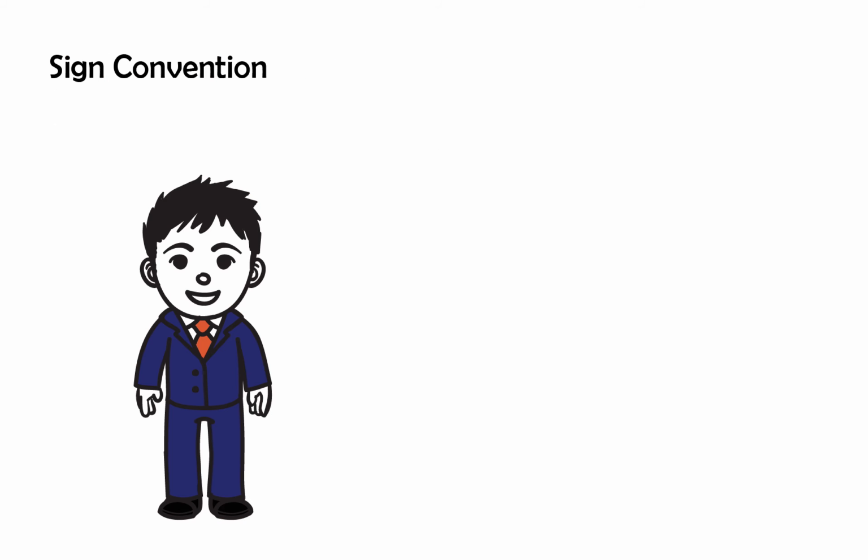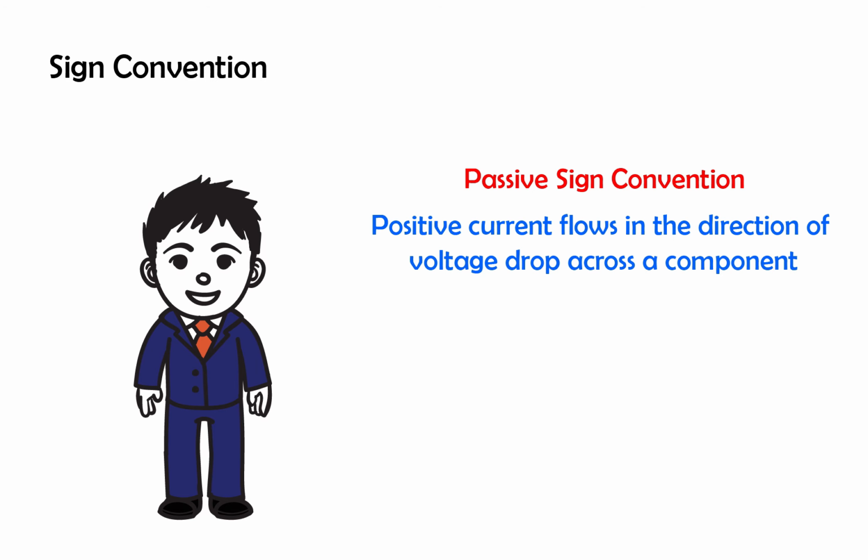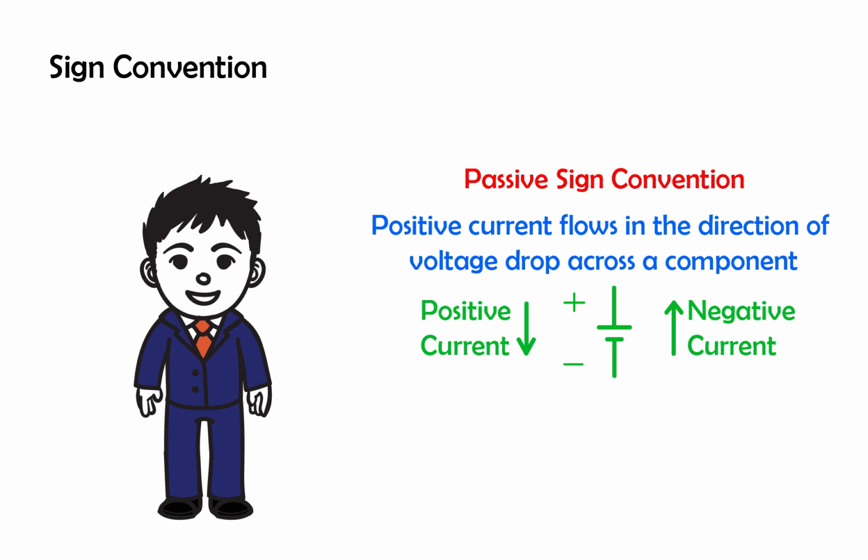It's now time to formalize the sign convention we use in the series of videos. The most common one is called the passive sign convention, which establishes that positive current flows in the direction of a voltage drop across a component. It is important to understand that this is a convention. You could choose the direction of positive current to be in the direction of voltage rise, and as long as you're consistent throughout the circuit analysis, you would be able to analyze the circuit correctly. But we recommend that you stick to the passive sign convention.